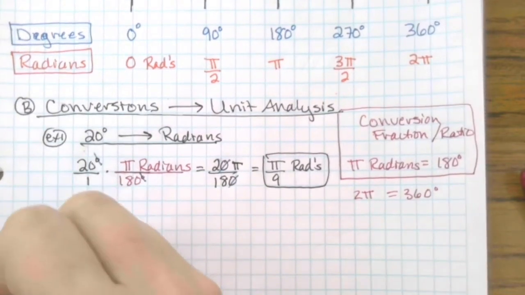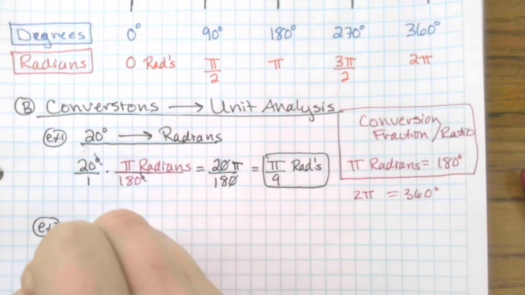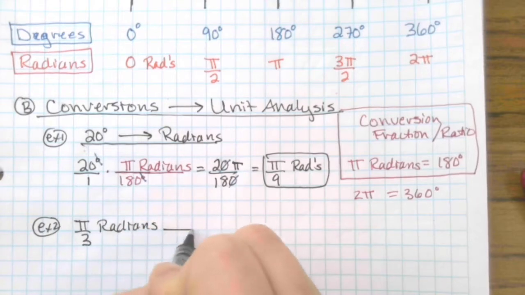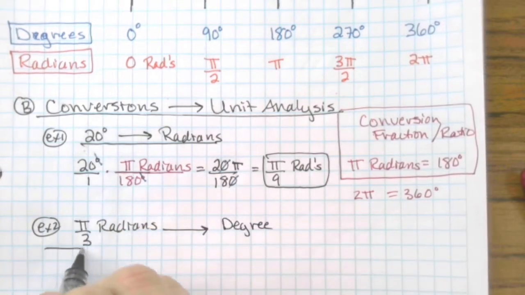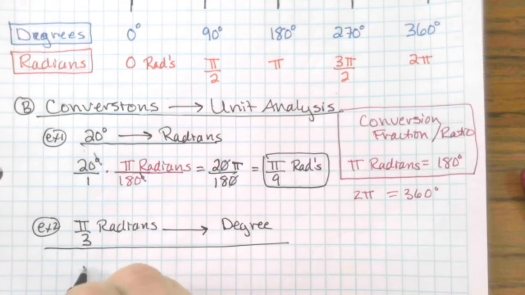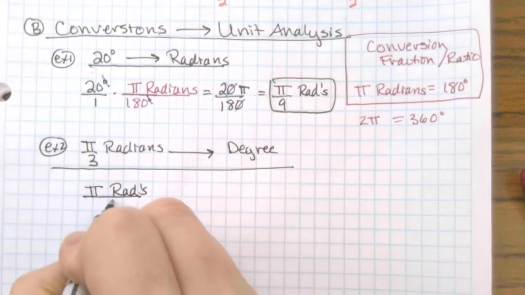All right, let's do another one. Example 2. We're going to go the other way. We're going to do pi over 3 radians, and we're going to convert that to degree measure. Okay, so when you write your pi over 3, you can put your radians on top because that's where it is, all over 3.